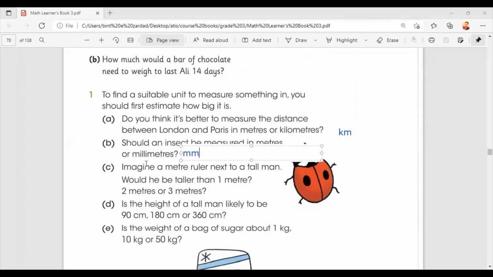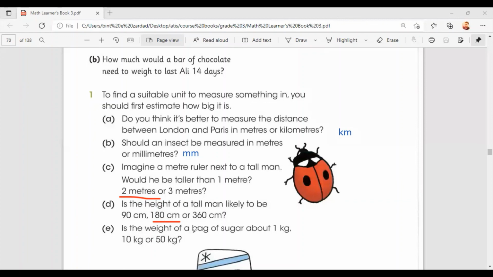Just writing mm. Imagine a meter ruler next to a tall man. Would he be taller than 1 meter, 2 meter, or 3 meter? You can say 1 meter or 2 meter, both correct. Is the height of a tall man likely to be 90 or 180? 180 is the correct option, because 2 meter means 200 centimeters. So 180 centimeter is normal.